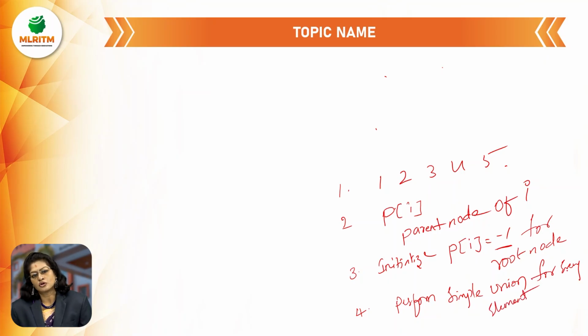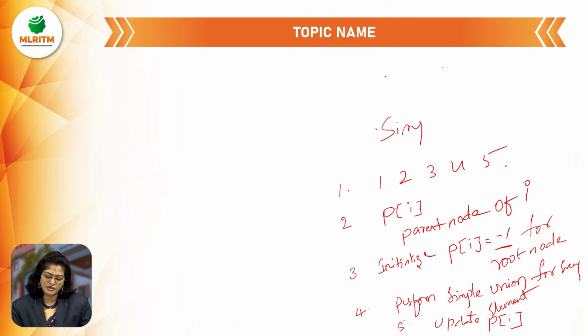You need to operate and perform simple union for each and every element. Union operation, that you need to combine the two elements and make it as a tree structure. Now, fifth point, you need to update P of I after each and every element. So these are the 5 steps that you are going to follow for the next procedure for the simple union.